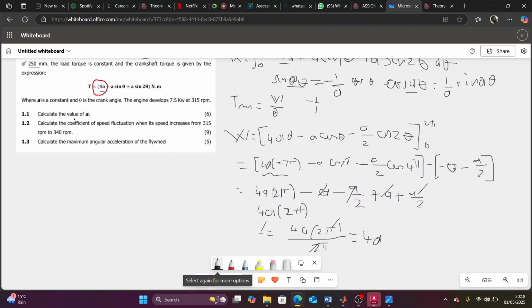They said calculate the value of A. How can we calculate A if we got the power and the angular speed and the mean torque? We say power is equal to T multiplied by W. Power is equal to T mean multiplied by W. So what is the power? It is 7.5.